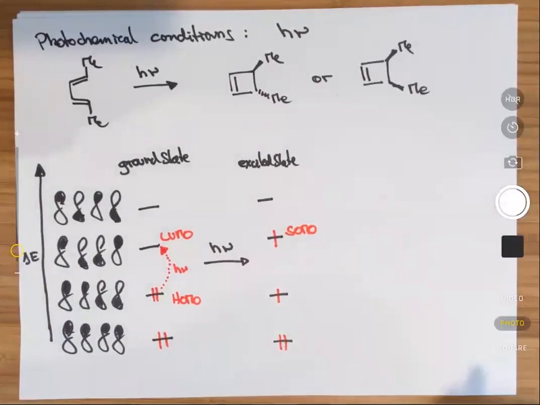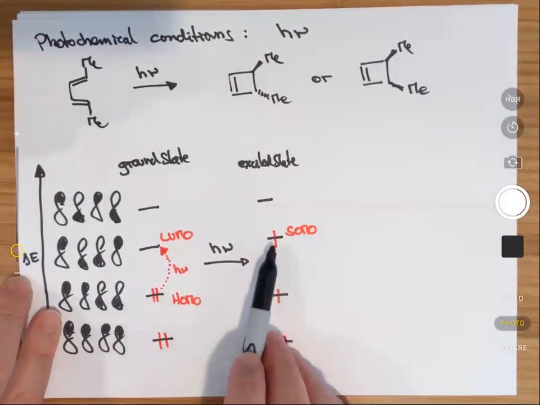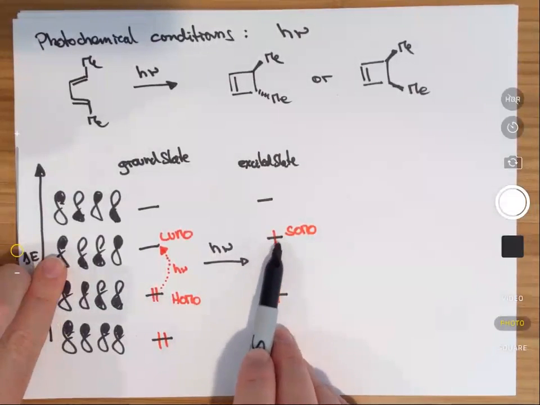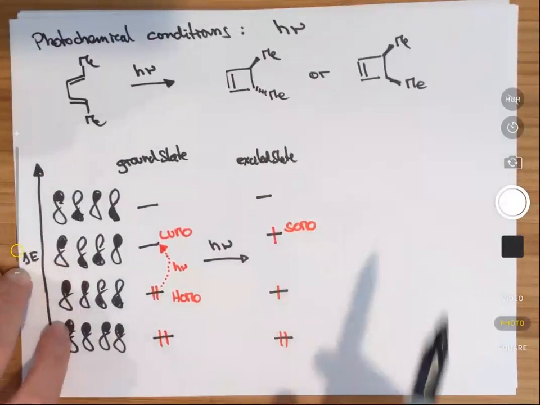So for our analysis under thermal conditions, we looked at this one here because that was from the ground state. In the photochemical reaction conditions, we look at this one here because that is now the highest orbital that has electrons in it. And this is the one that's going to dictate the stereochemistry.